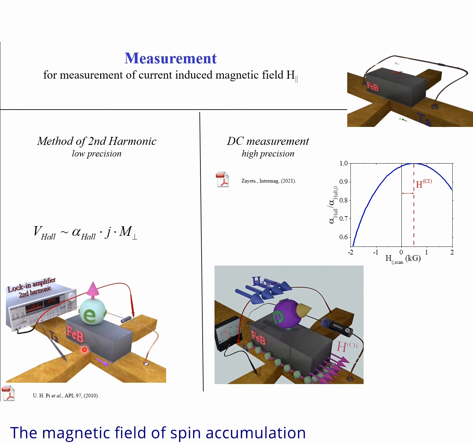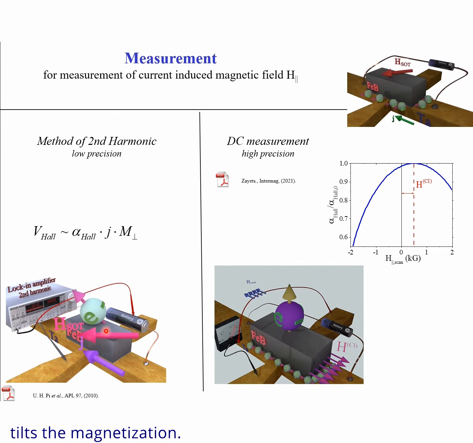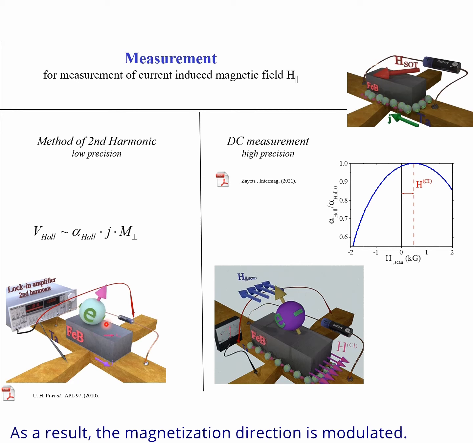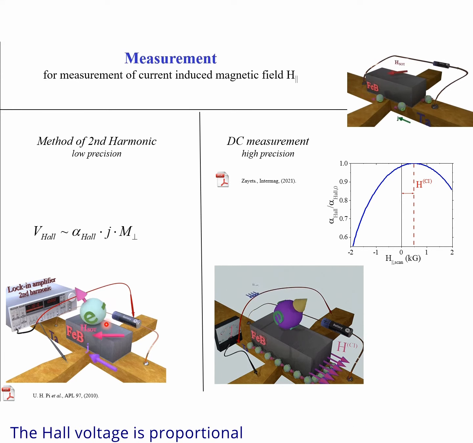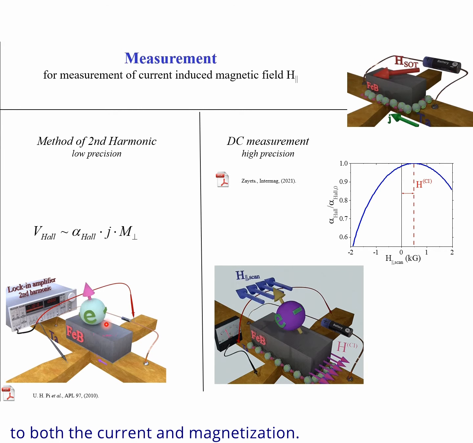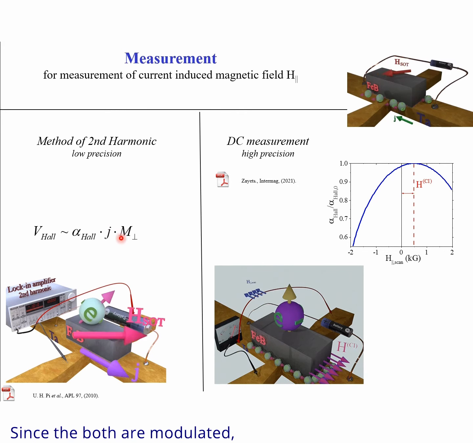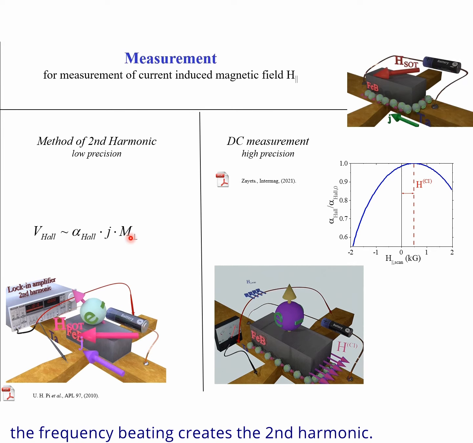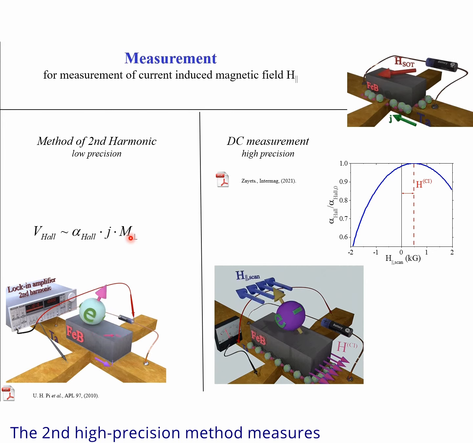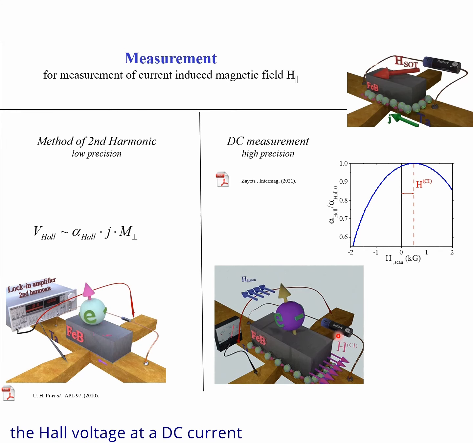The magnetic field of spin accumulation tilts the magnetization. As a result, magnetization direction is modulated. The Hall voltage is proportional to both the current and magnetization. Since both are modulated, the frequency beating creates the second harmonic. The second, high precision method measures the Hall voltage at DC current.